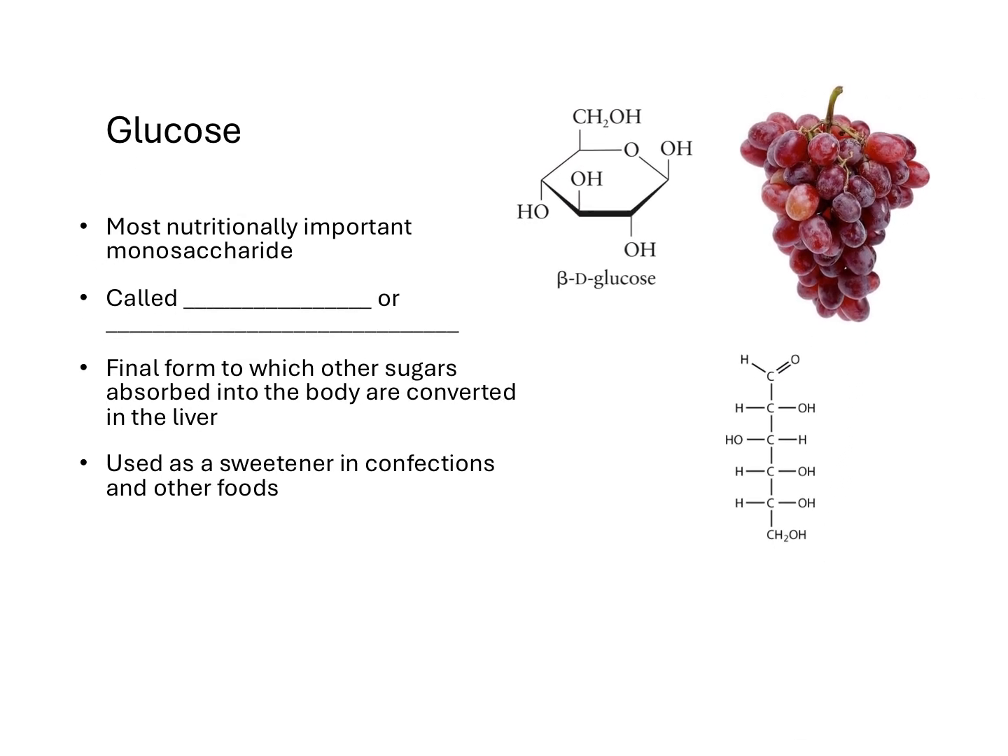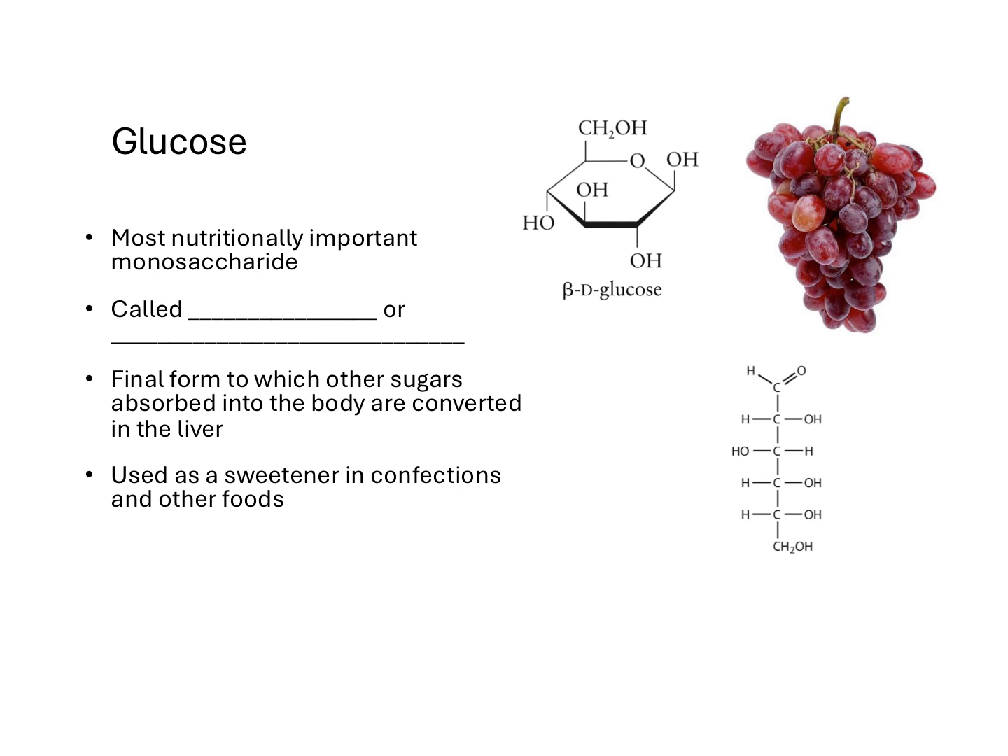It is the most nutritionally important monosaccharide. A lot of times it's called dextrose, or blood sugar, or grape sugar because it was discovered in grapes. All of these are that beta D-glucose. This is the final form that all the sugars in your body are converted to. It's also used as a sweetener in foods, and so you can see it quite often in foods. It's an aldohexose that's shown right there.